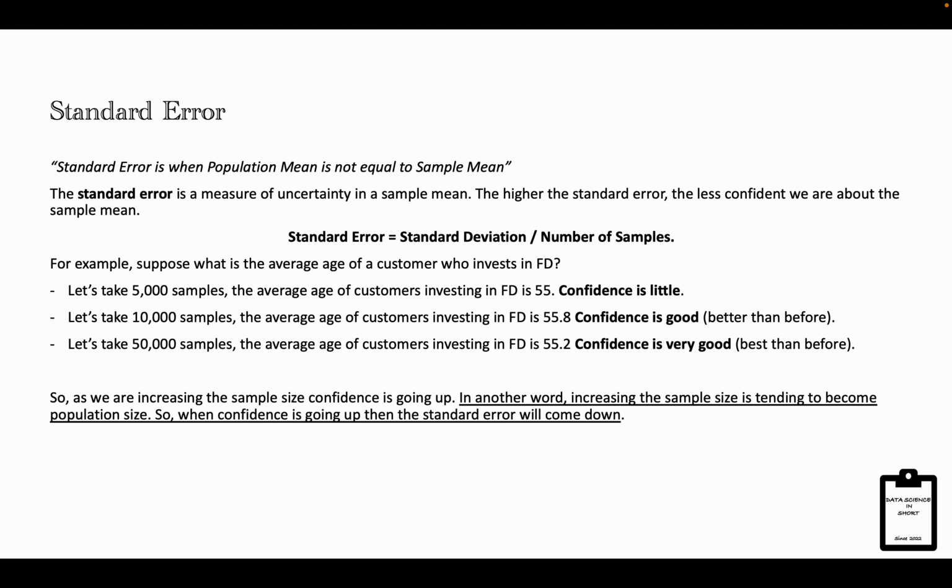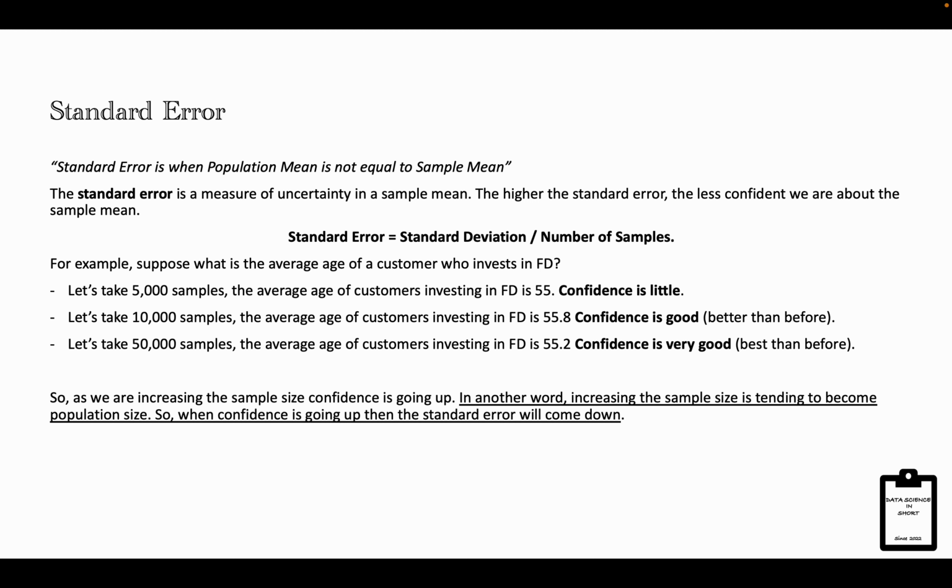For example, suppose what is the average age of the customer who invests in FD? Let's take the first 5000 samples. The average age of customers investing in FD is 55. Confidence is little. Let's take another 10,000 samples. The average age of a customer investing in FD is 55.8. Confidence is good, better than before. Let's take 50,000 samples. The average age of the customer investing in FD is 55.2. Confidence is very good, best so far.